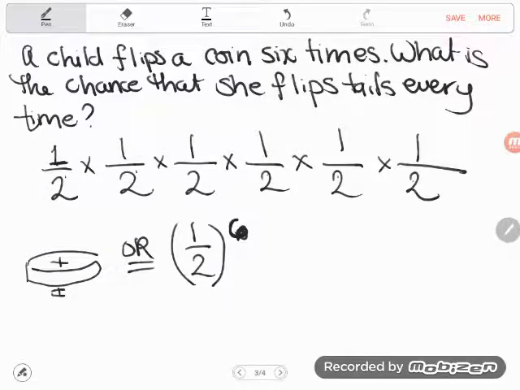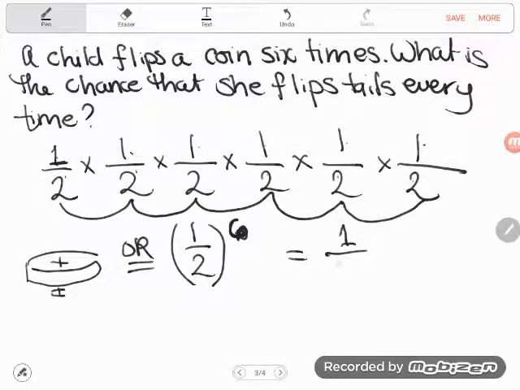We multiply across this top. 1 times 1 times 1 times 1 times 1 times 1 is just 1. I don't care how many times you multiply 1 by itself, you get 1. Now, 2 times 2 is 4, times 2 is 8, times 2 is 16, times 2 is 32, times 2 is 64. So we've got a 1 out of 64 shot that she's going to flip 6 tails in a row.